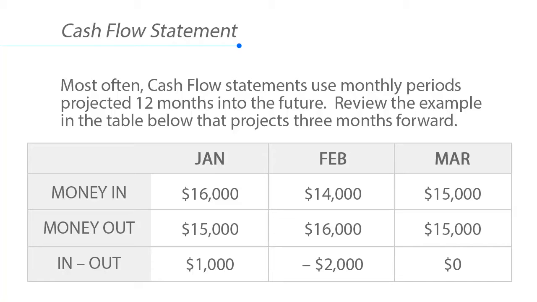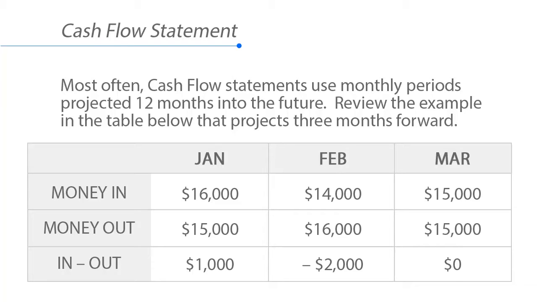Review the example in this table that projects 3 months forward. So notice that in January we have $16,000 of money coming in and $15,000 money going out for a difference of $1,000. So we're actually coming ahead with extra money in January. In February, however, we have $14,000 coming in but $16,000 going out. So that's $2,000 more money going out than in. So that's minus $2,000 in cash flow for February.